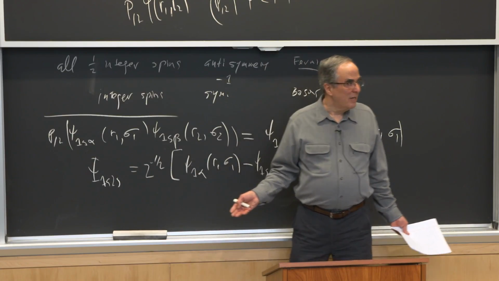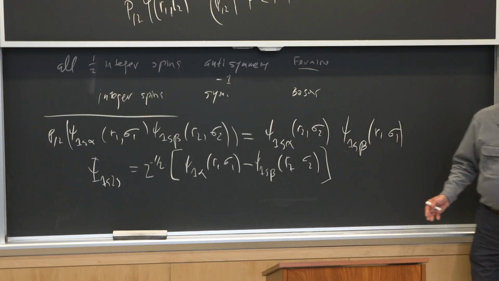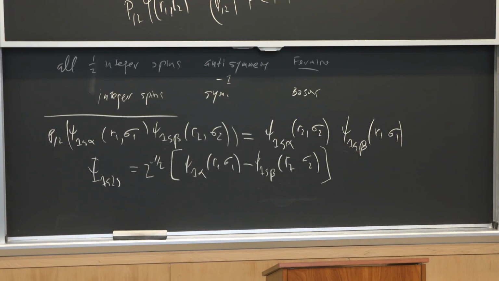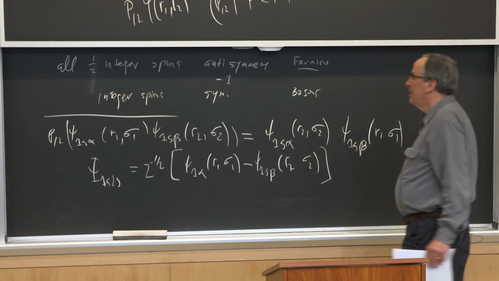Yeah, I think that's not the Slater determinant. It should be the product of 1s alpha, 1s beta. I'm sorry? So the Slater determinant should be... Yes, yes, yes... minus the other.